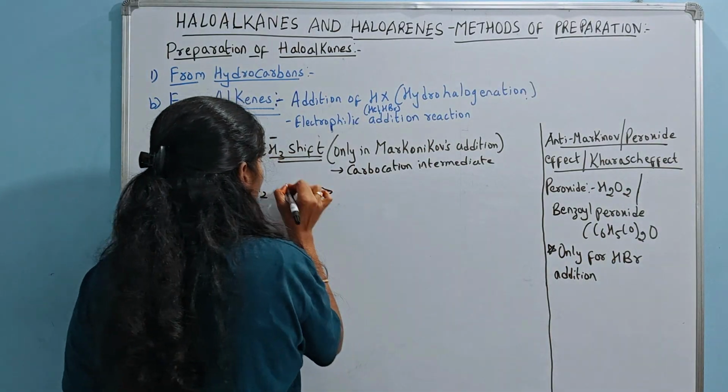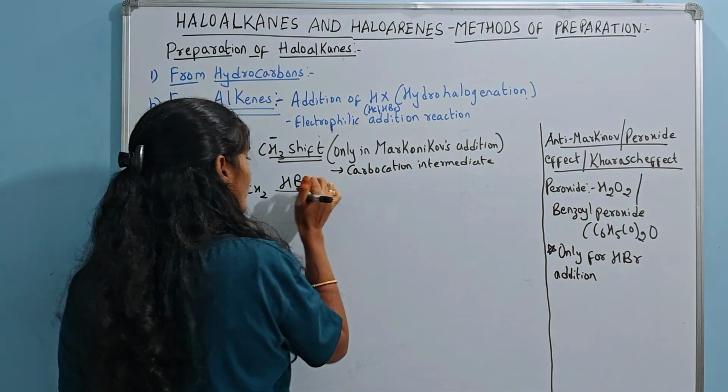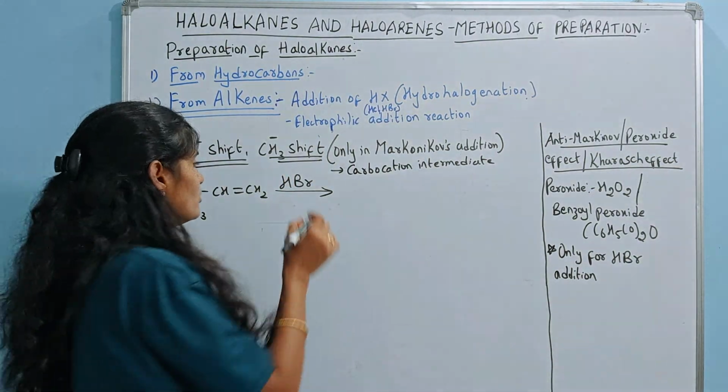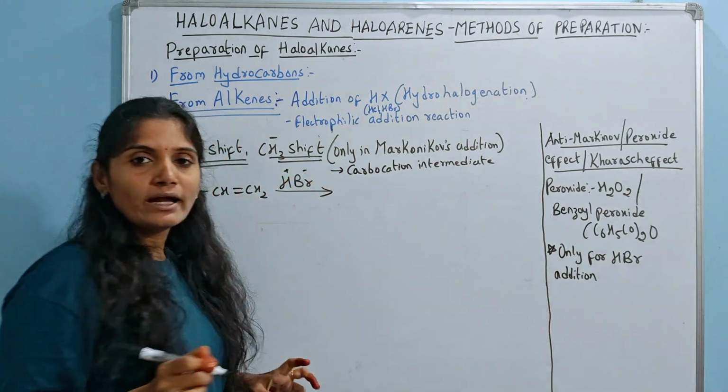In the question they have given HBr. They didn't give any peroxide. So what will you do? You will do Markovnikov addition, and what will you write as the answer? This is my positive part. This is my negative part.